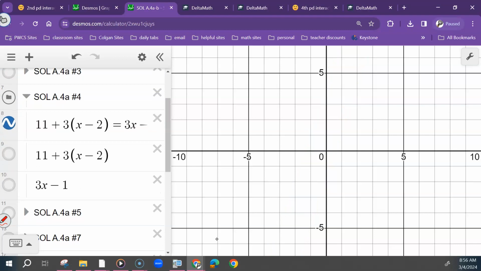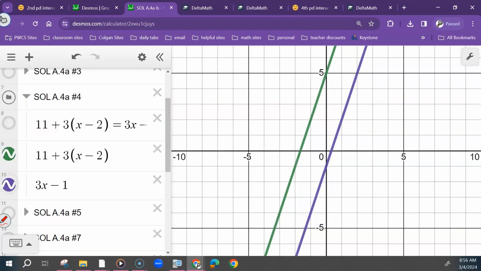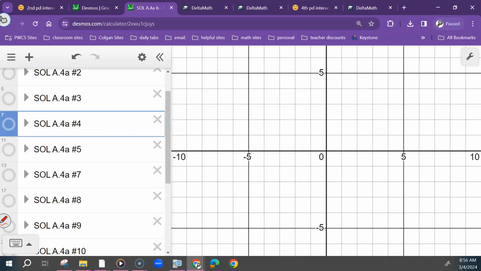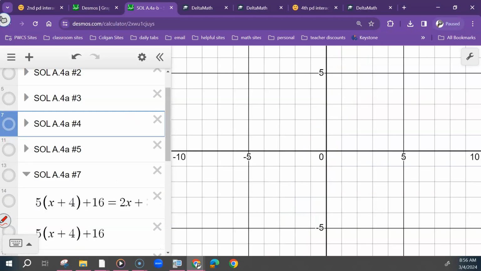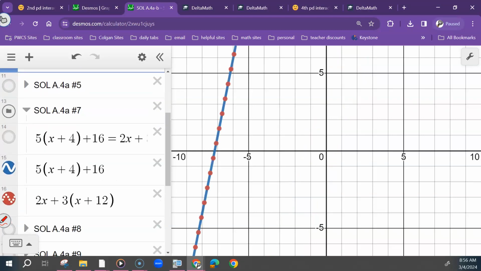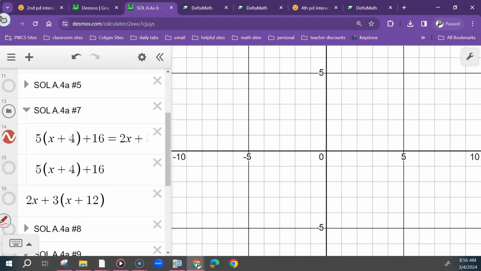If you put in something and don't see anything, put them in separately. You'll see that these two are parallel lines. They would never cross, so no solution. Another solution. Same thing here. If you put them in and nothing appears, put them in separately, and you see that they overlap, so infinitely many.